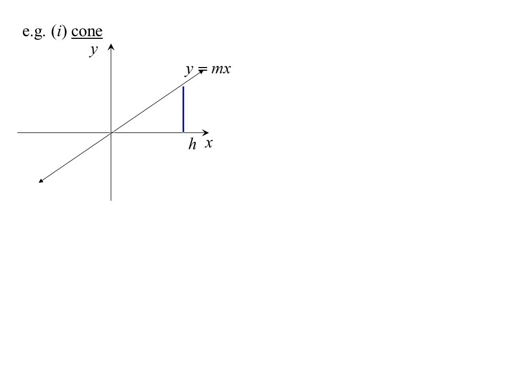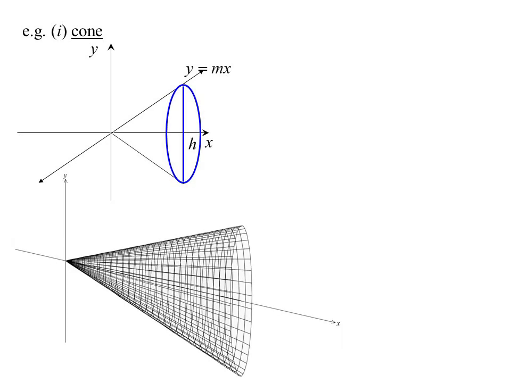How would I get a cone? If I just get some straight line, y equals mx, goes through the origin, if I was to rotate that round, we would end up with a cone. There you go, there's a wire diagram of that rotation. You might be able to see it a bit easier there. So we have our cone.